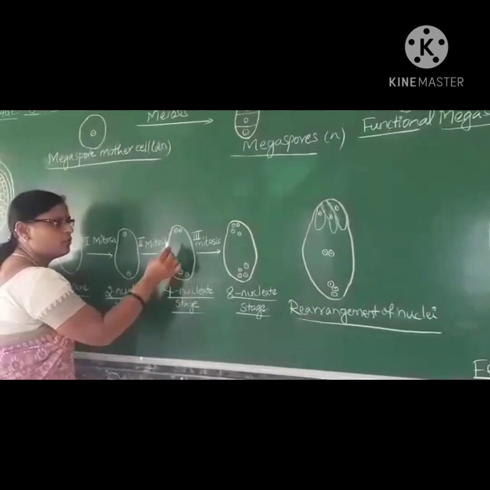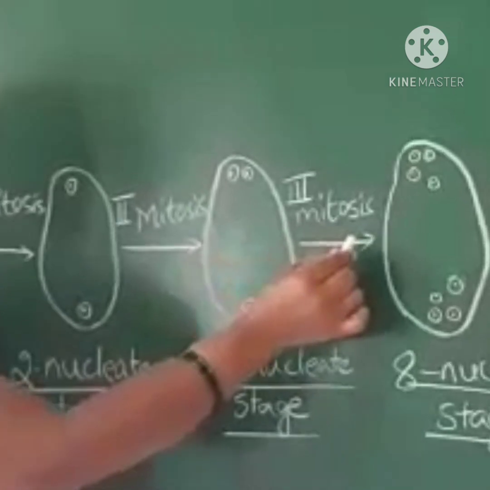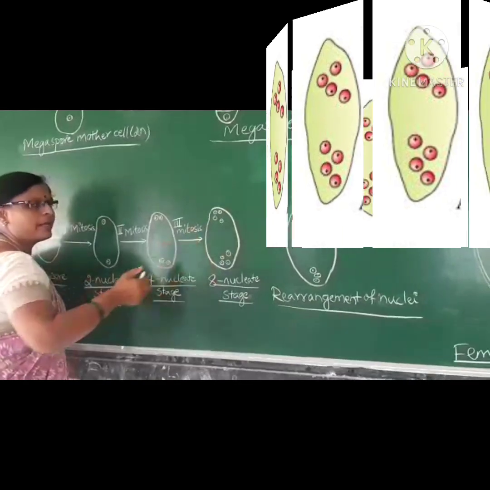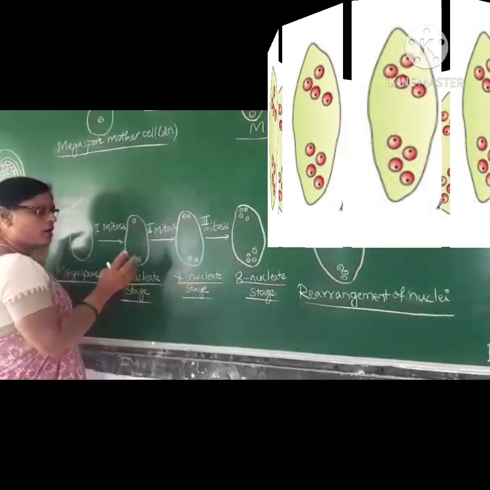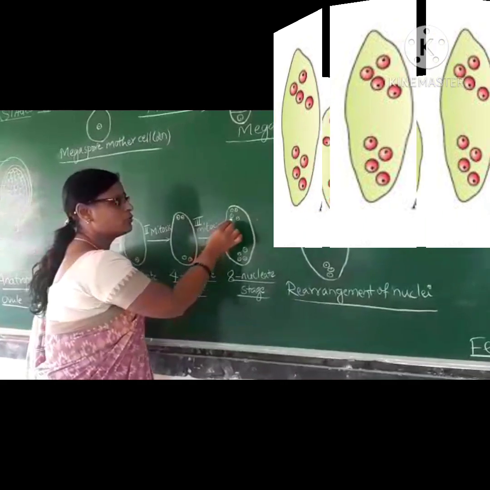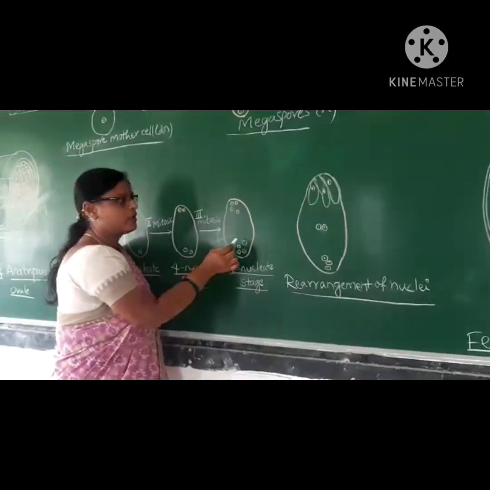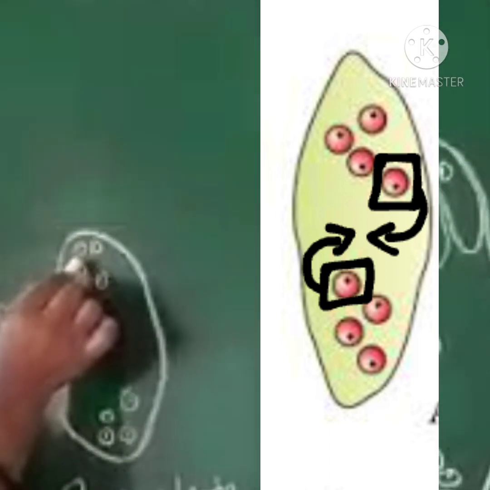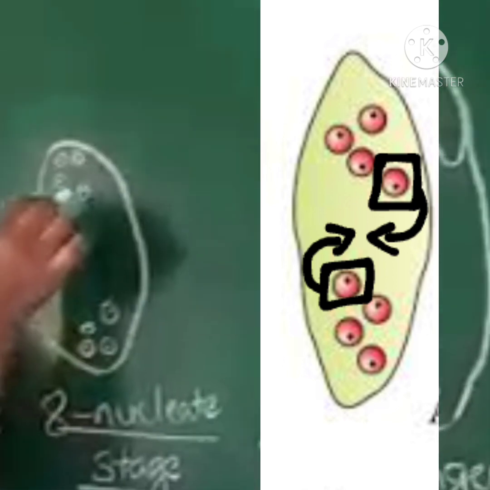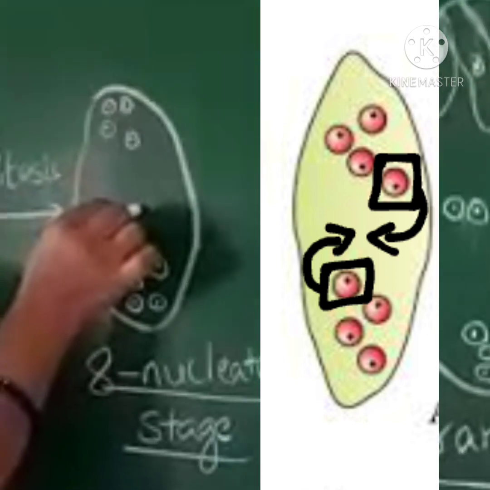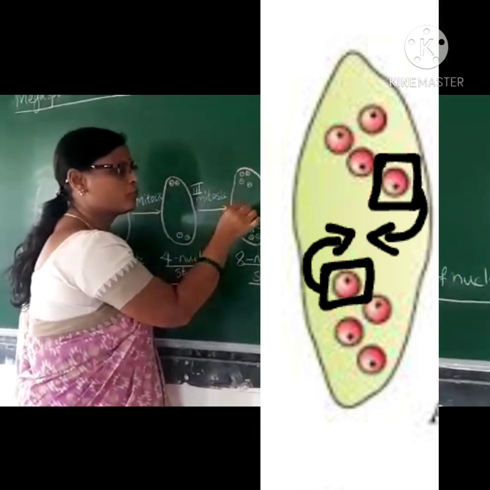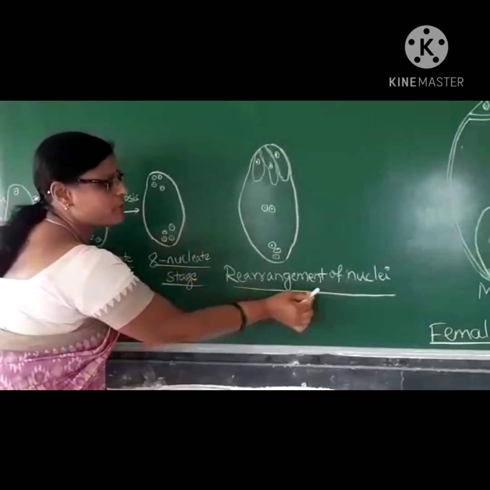After this, once again the third mitotic division occurs. As a result, 8 nuclei are formed, 4 at each polar region. After this, these nuclei get rearranged. 3 nuclei remain at each polar end, and out of 4, one of them moves to the center. That is the rearrangement of nuclei.